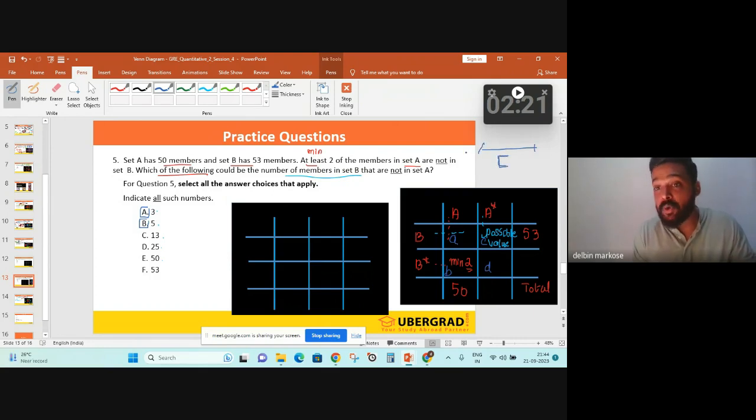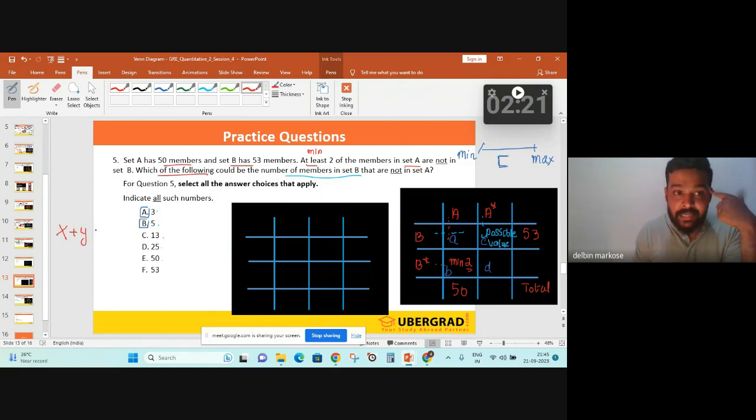What will be my thought process? I will try to find the minimum value of C and maximum value of C. Any value in between, I will pick it. Is this clear? Is this concept clear? So if they're asking what could be the possible values of anything, try to find the range. Try to find the minimum value and maximum value. Same concept as we discussed before.